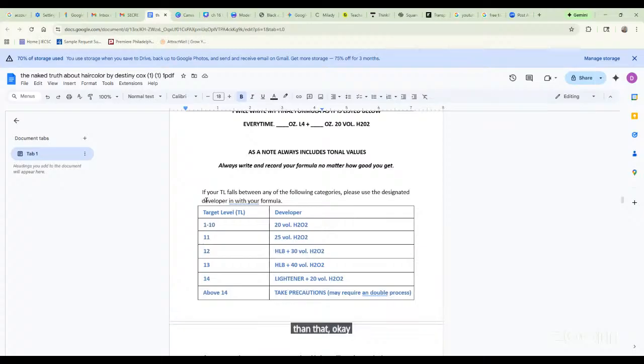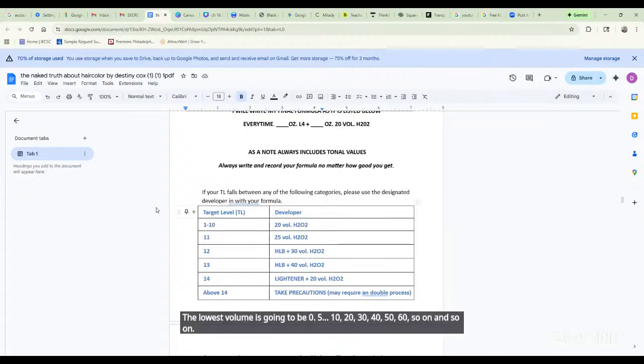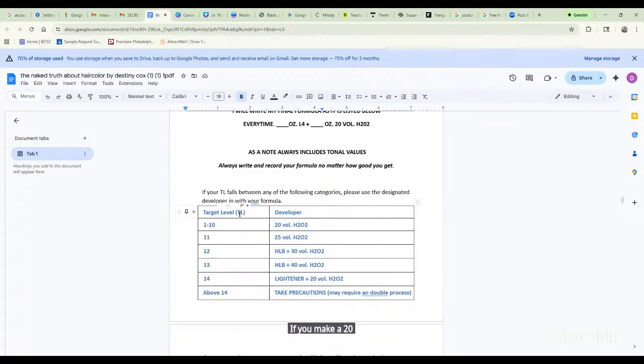And so your volume, the lowest volume is going to be 0, 5, 10, 20, 30, 40, 50, 60, so on and so on. If you make a 20, we can make a 25. Everything in developers, we can make it.